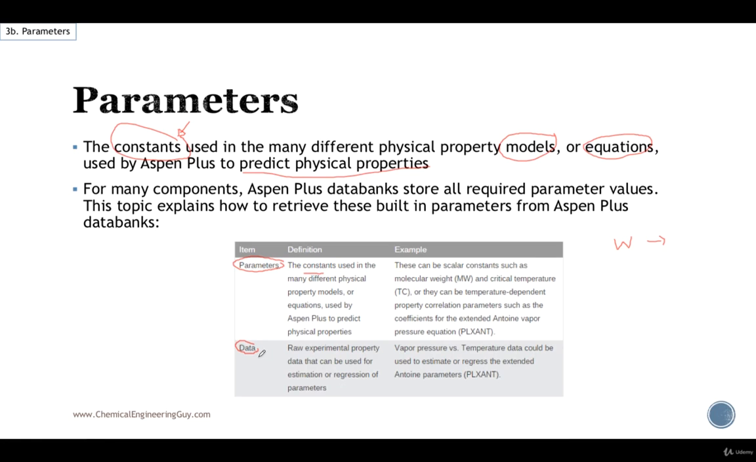Now data is actual experimental values, input data. So this is different. This is a calculated value and this is an experimental value. Okay, so very important to keep in mind because we are going to see a folder later on called data.